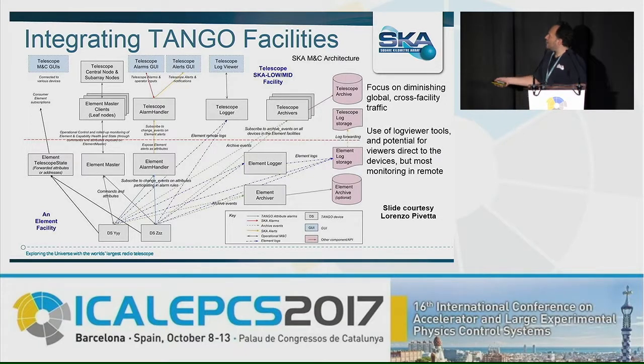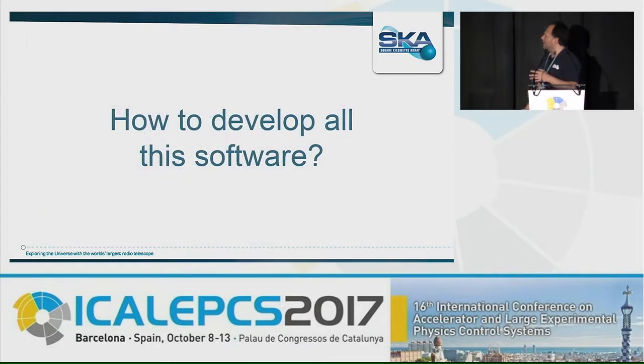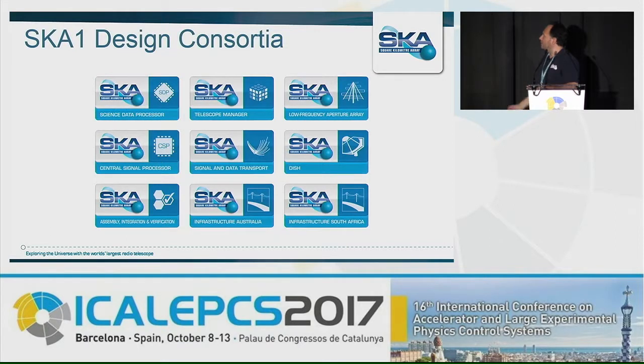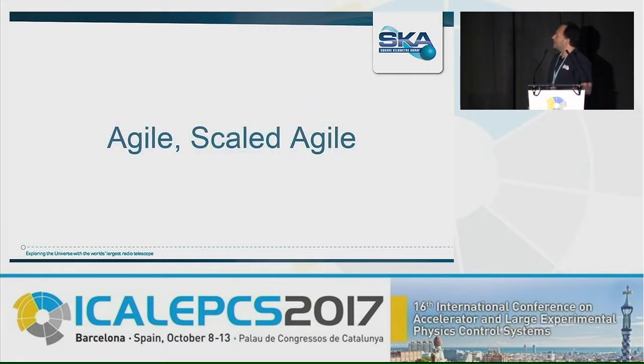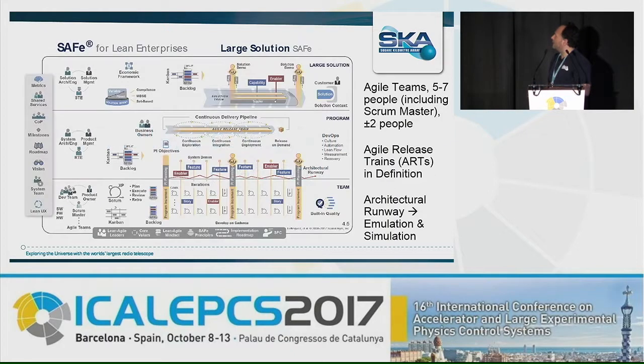Here is a similar slide to what Lorenzo presented, trying to show how the different facilities integrate. And I'm going to go quickly into how we're going to develop all of this software with so many consortia. The reason is that we're going to use Agile, a Scaled Agile Framework, which is a framework made by a company. It's a registered trademark, but in a sense, it's trying to scale from a single team to what is called an agile release train that will gather different teams together, and we will have the SKAO at what we call the large solution level, managing all of that and providing all of the insight and feedback down through all of the teams.